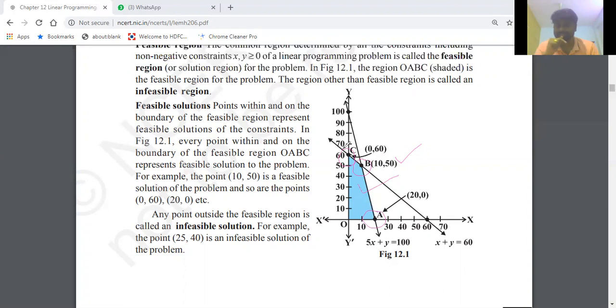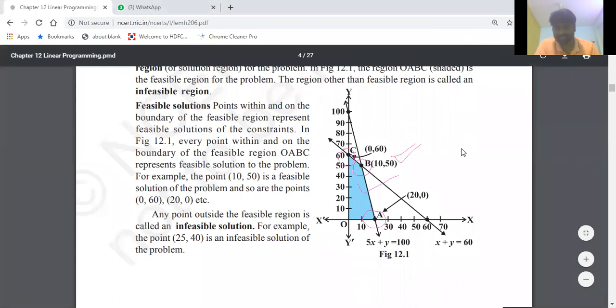What is the objective function? Z equals to something you wrote, no. In that you substitute, and wherever we get maximum, that will be the answer. Obviously, where will we get maximum? At (10, 50) only we will get maximum. Okay. Let me show how he has solved subjectively for CBSE. See here.